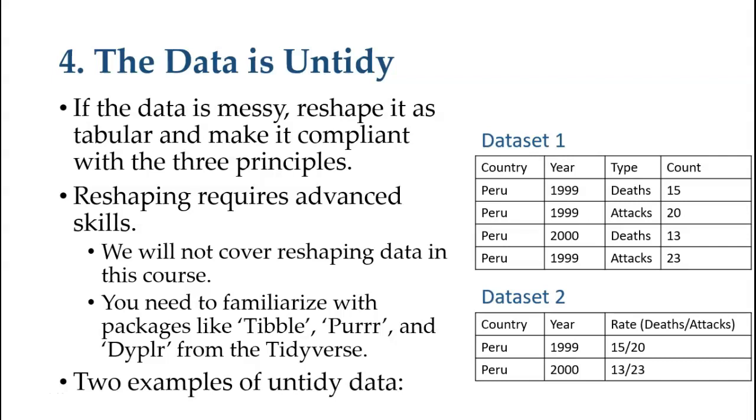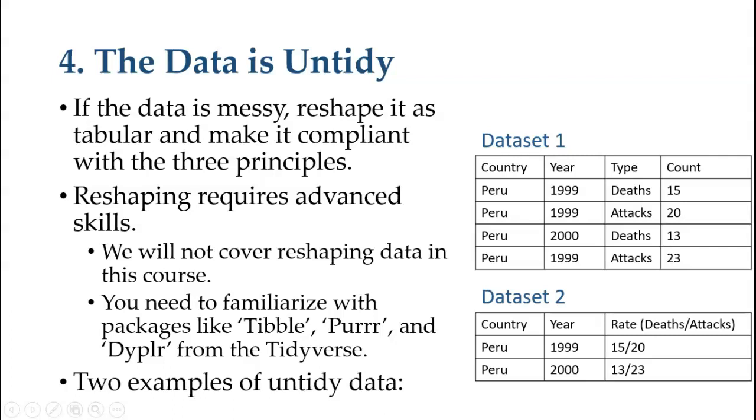Okay, I'm gonna give you two examples of untidy data, and we wanna conclude the class with this. Dataset number one, for instance, is supposed to be a time series cross-sectional kind of data, and you have Peru for several years, for at least 1999 and 2000. But instead of having the variables deaths and attacks as different columns, you created a variable called type in which you have death and attacks, and a count in which you have 15 and 20. So you are duplicating observations.